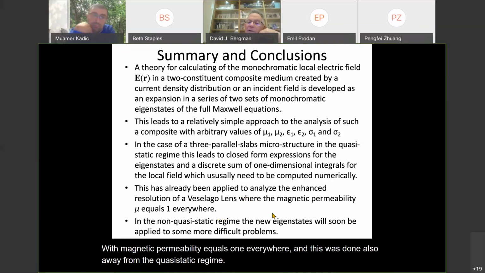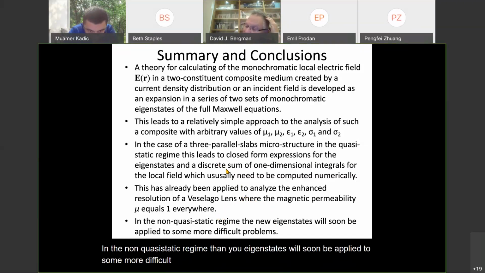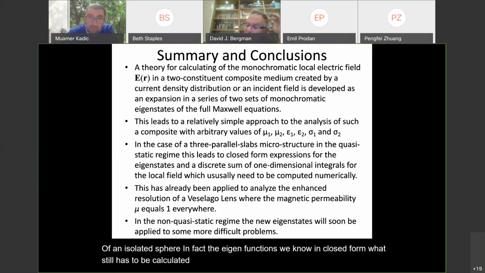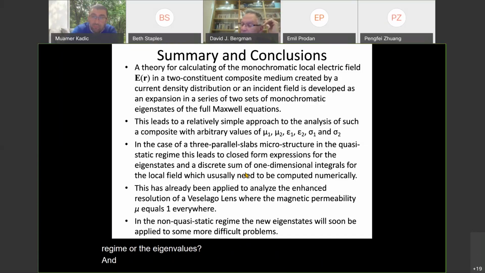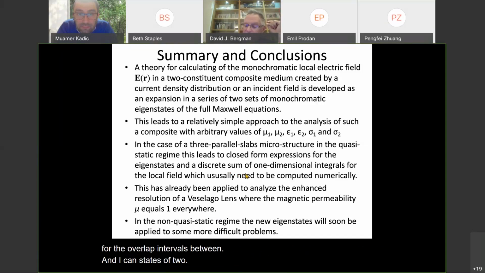In the non-quasi-static regime, the new eigenstates will soon be applied to some more difficult problems. As I explained before, we know how to calculate the eigenstates of an isolated sphere. In fact, the eigenfunctions we know in closed form, what still has to be calculated numerically if we're not in the quasi-static regime are the eigenvalues. There are also closed form expressions for the interactions, for the overlap integrals between eigenstates of two separate spheres.